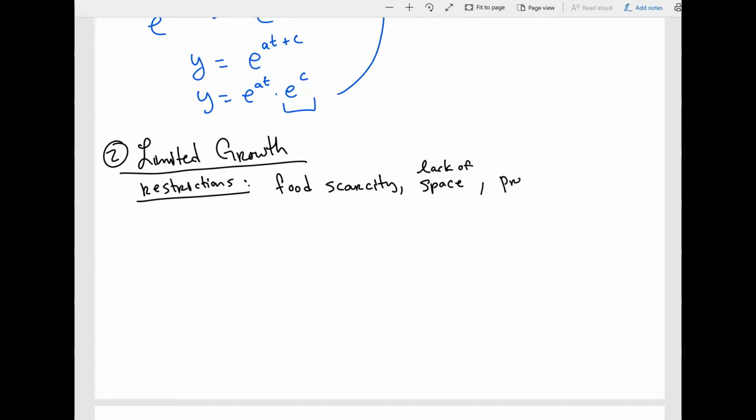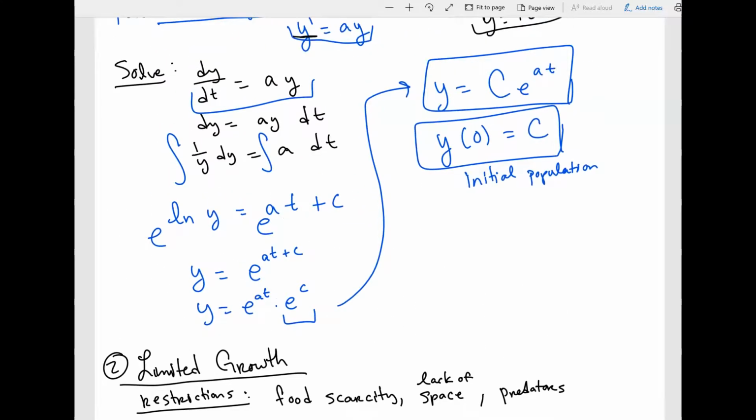Okay, you might have some predators. So, for example, we know that this was maybe some sort of animal kingdom, we know that this is not going to grow continuously because there's lack of food, there's lack of space, there's predators that might be hunting down these animals. So we know that this is not going to be unlimited. One cannot have an infinite amount of people or animals or whatever we're looking at. Okay, so a model like this might not be very suitable for what we're looking at.